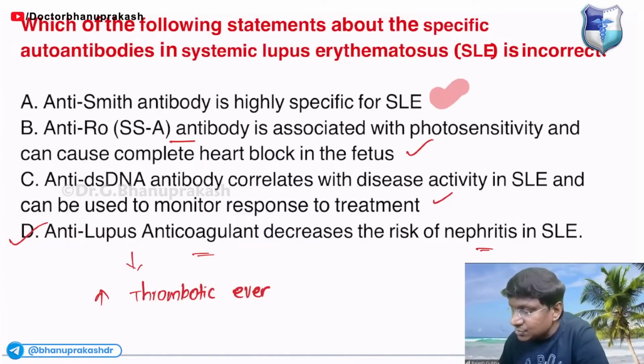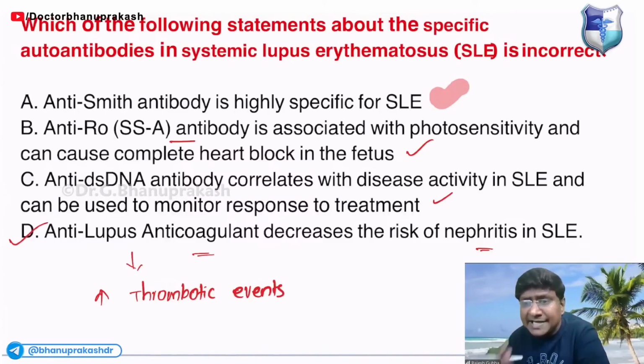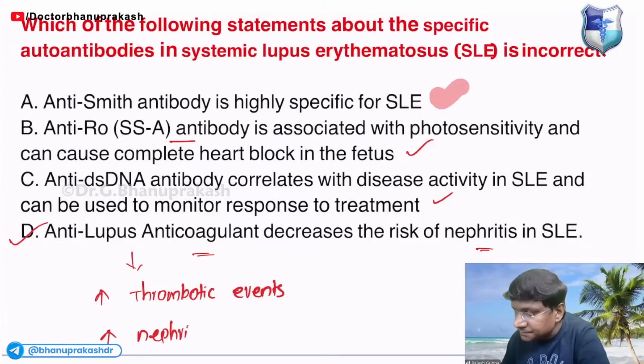Right? It increases the risk of thrombotic events. Because it increases the risk of thrombotic events, the individual will have recurrent abortions, particularly in females. And it also increases the risk of nephritis in patients with SLE.